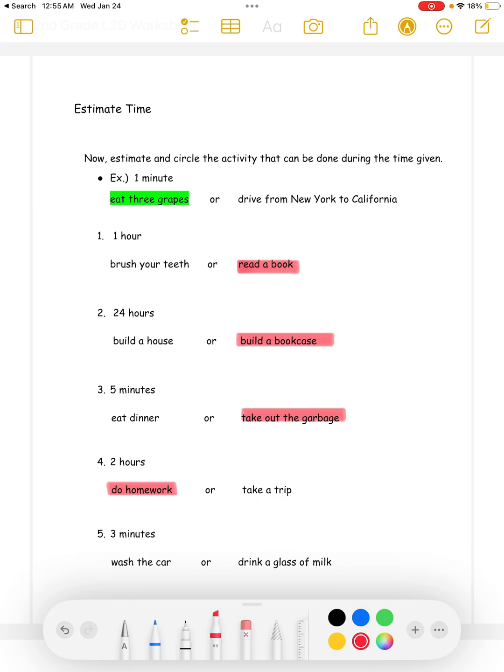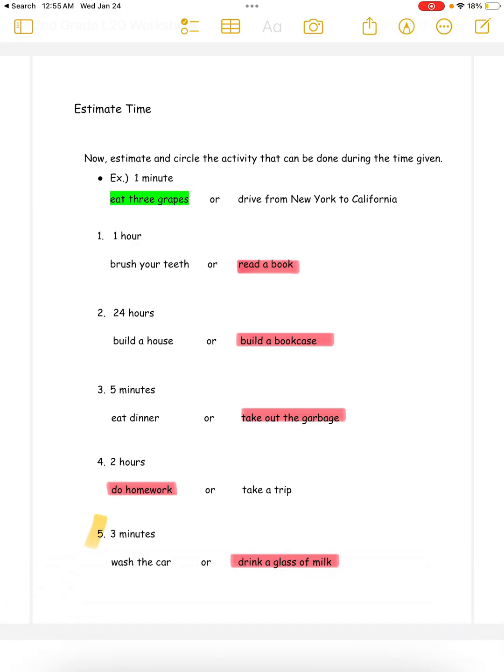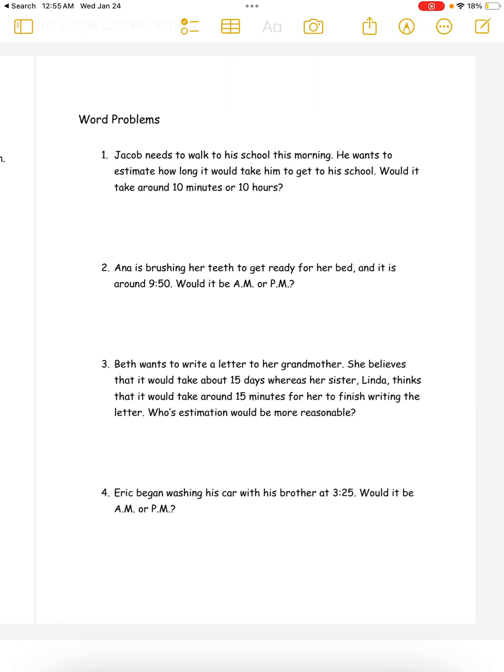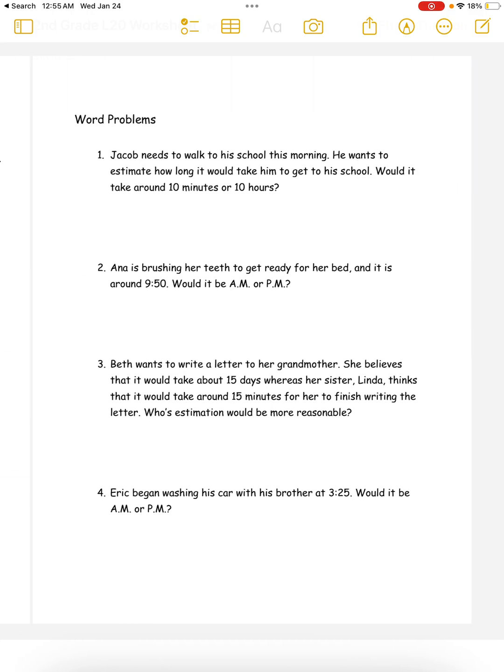Question number 5. 3 minutes to wash the car or drink a glass of milk. Drink a glass of milk. You can wash the car in 3 minutes, but your car wouldn't be as clean compared to washing it for 3 hours. And drinking a glass of milk will not take you that long.